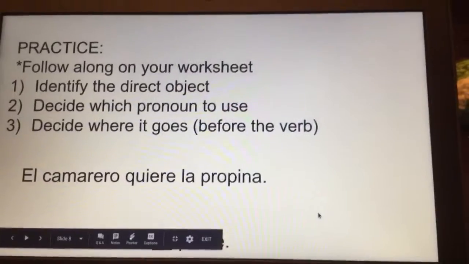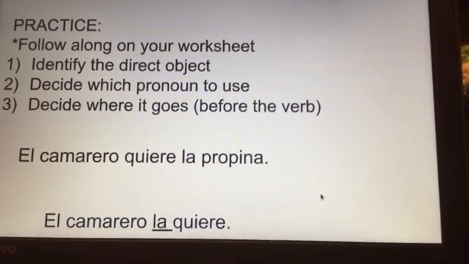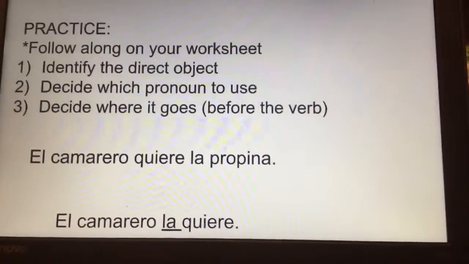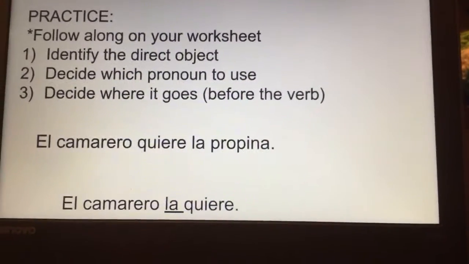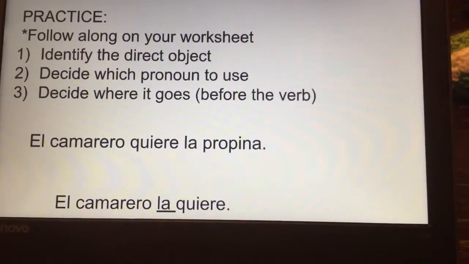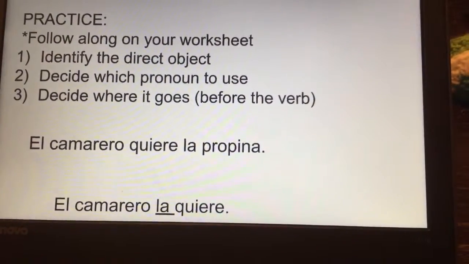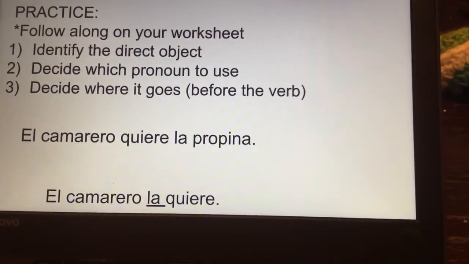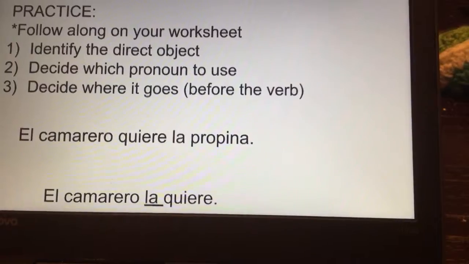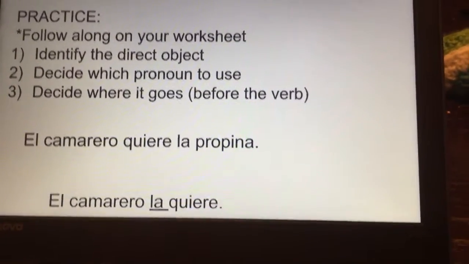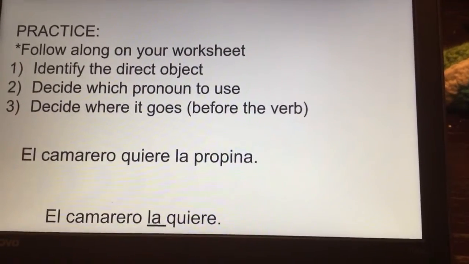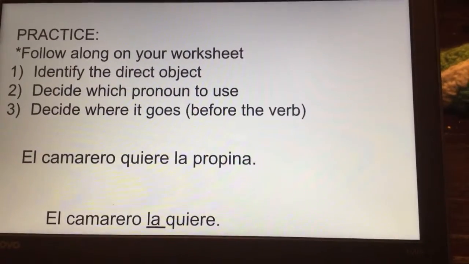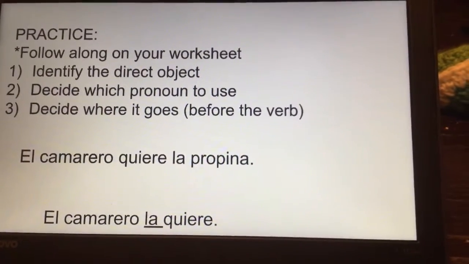Okay, last part of your worksheet. I want you to practice. Follow along. I want you to identify the direct object. Decide which pronoun to use and decide where it goes. It always goes before the verb of the sentence. Remember, the verb is the action. So here's my example sentence before I set you loose and practice on your own. El camarero quiere la propina. The waiter wants the tip.